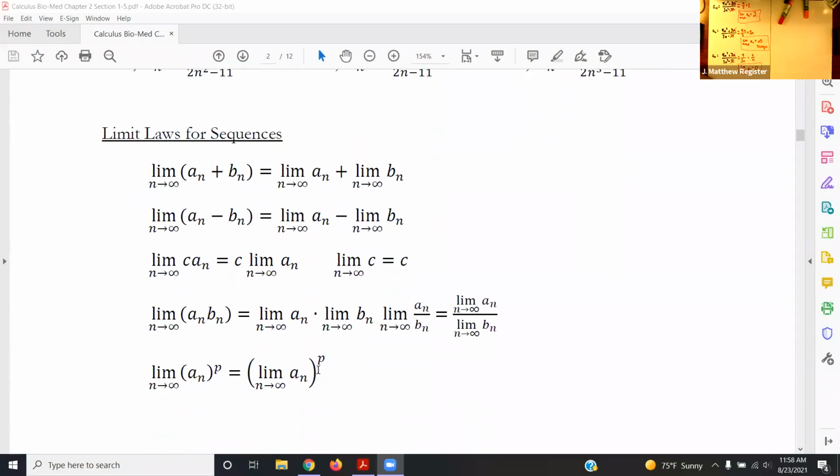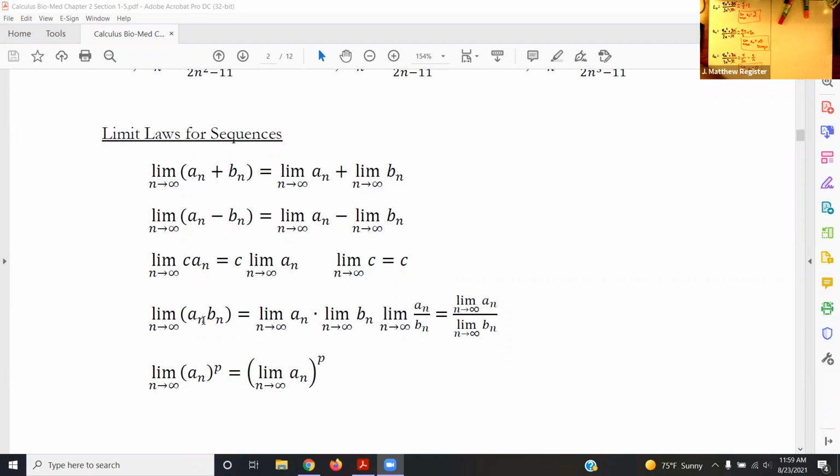We have a lot of rules for sequences, and these are more kind of guidelines that'll make it easier for you. If you are taking the limit of a sum, turns out you could take the limit of each piece individually and then just add them together. Same with differences. Same with scalar multiples. And so if you said the limit as n goes to infinity of c times a_n, we could just factor that c out. And so that one that had the 12, we just pulled the 12 out and it didn't matter. The limit of a constant remains a constant.